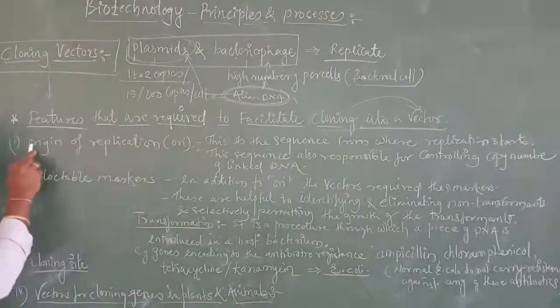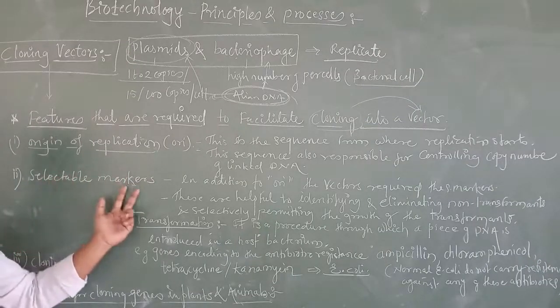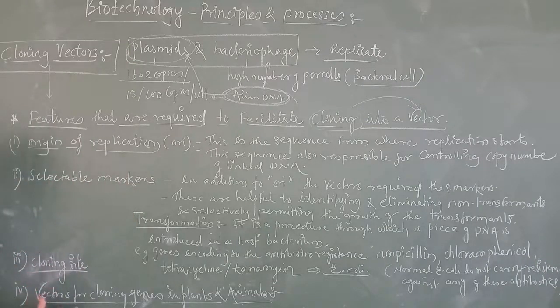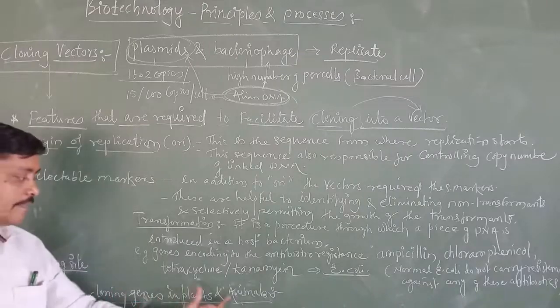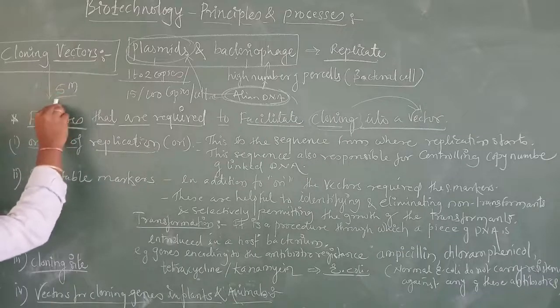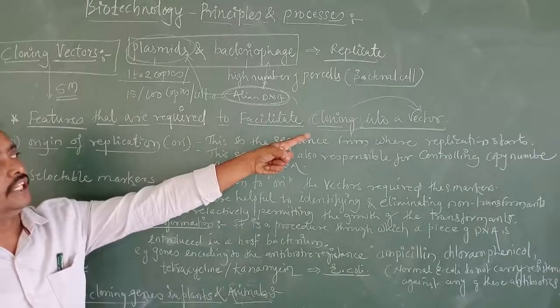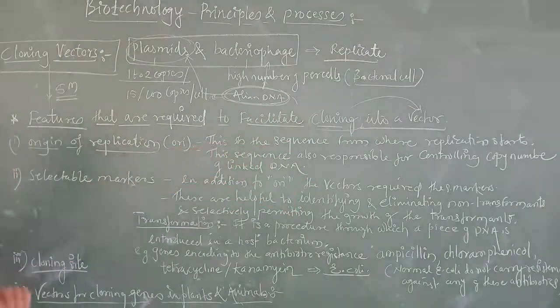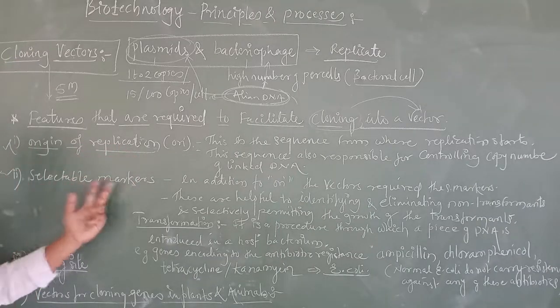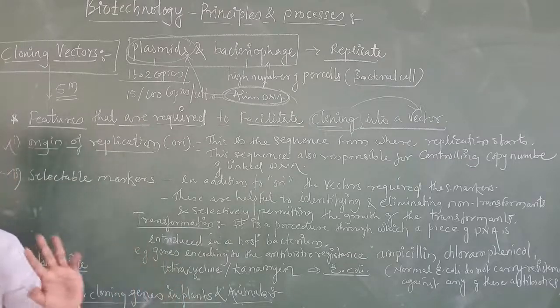Right? So the first one is origin of replication, second one is selectable markers, third one is cloning site, fourth one is vector for cloning genes in plants and animals. So sometimes a 5 marks question is going to ask based upon this: write the features that are required for facilitating cloning into the vector. If you write only the headings, you are going to get 2 marks, half. What is that? Origin of replication, selectable markers, cloning site, vector for cloning genes in plants and animals.